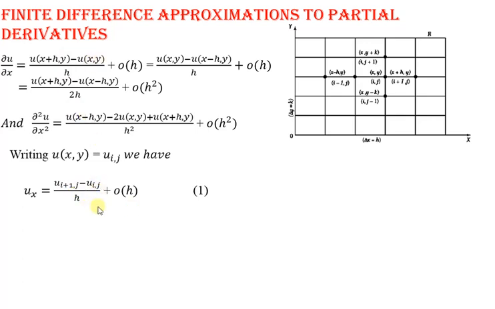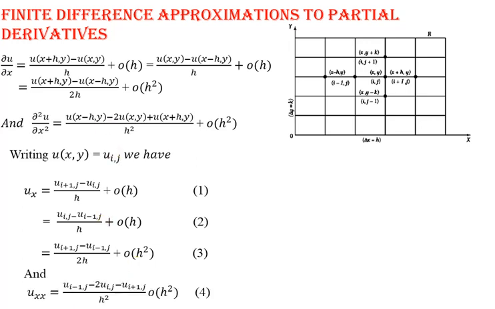So the equation becomes in terms of i and j value. Now again using the backward approximation, we can write the second equation as (u(i,j) - u(i-1,j))/h plus other higher terms. Again in the same way, the third equation using the central approximation can be written as (u(i+1,j) - u(i-1,j))/2h plus other higher terms, and the double derivative will be replaced using i and j as (u(i-1,j) - 2u(i,j) + u(i+1,j))/h² plus other higher terms.